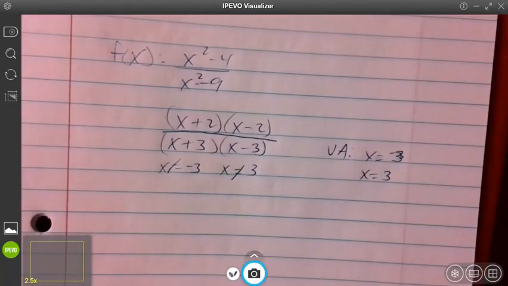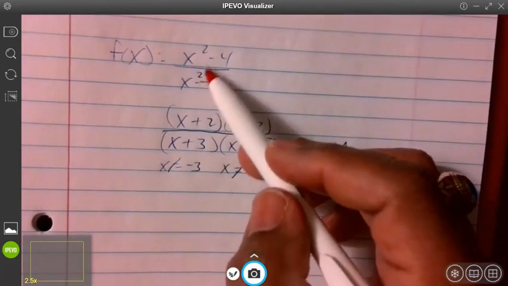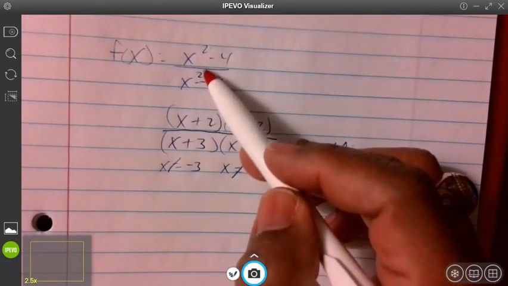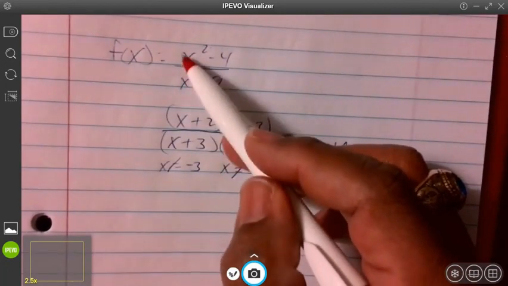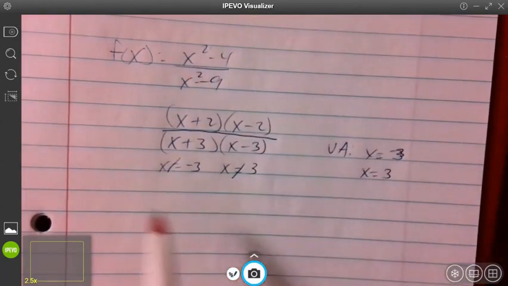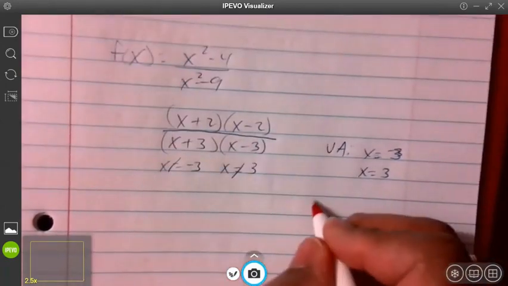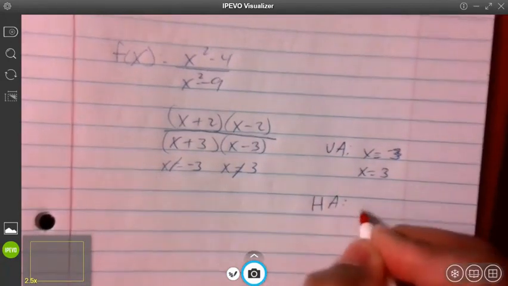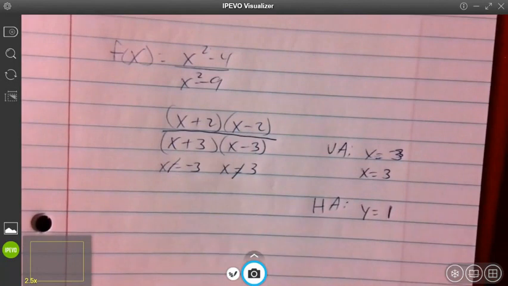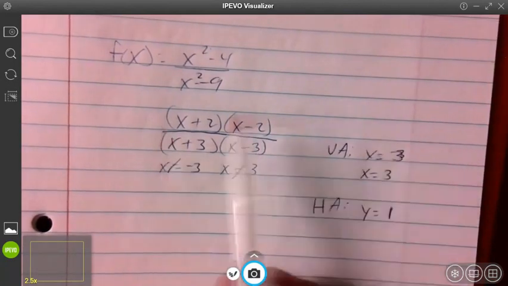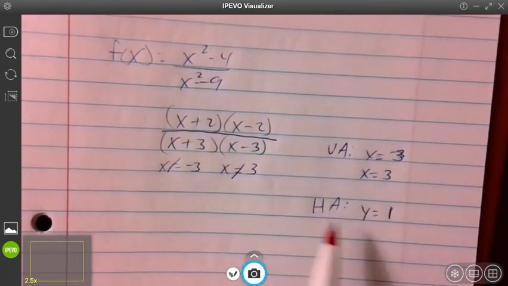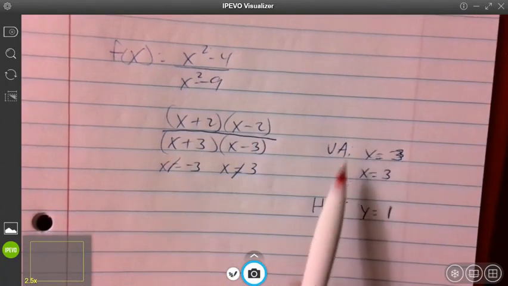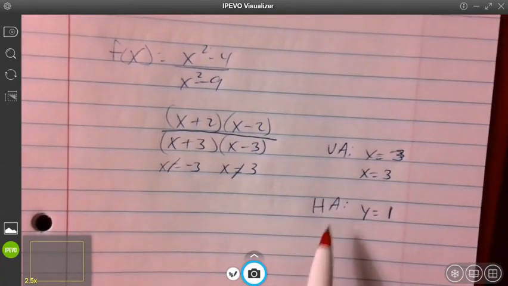Now to get the horizontal asymptote, remember you look at the leading coefficients. You see that the degrees are the same, so all you do is divide the leading coefficients. There's no number in front, so that's a 1 and that's a 1. When I divide 1 over 1, that gives me 1. So your horizontal asymptote will be y equals 1. Remember, the equation for any horizontal line is y equals, and for any vertical line it is x equals. That's why I have x equals for the vertical asymptotes and y equals for the horizontal asymptote.